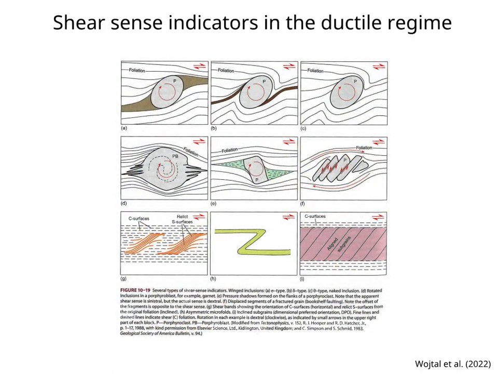The kinematic indicators we have mentioned so far are in the brittle regime. There are several types of shear sense indicators in the ductile regime, all for a right lateral shear zone. Figures A to F show flow of softer material around harder clasts, and rotation of these clasts. Figure G illustrates C surfaces, which are parallel to the shear zone, and S surfaces, which are parallel to the long axis of the strain ellipse. Figure H shows asymmetric folds, and Figure I shows inclined grains oriented along the extension.